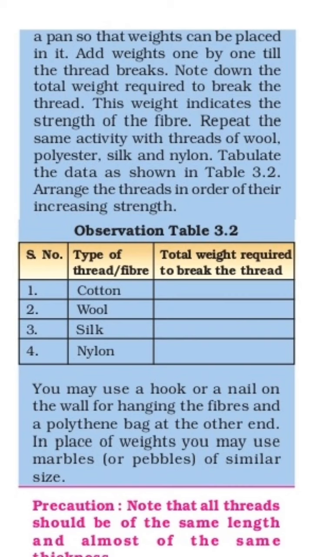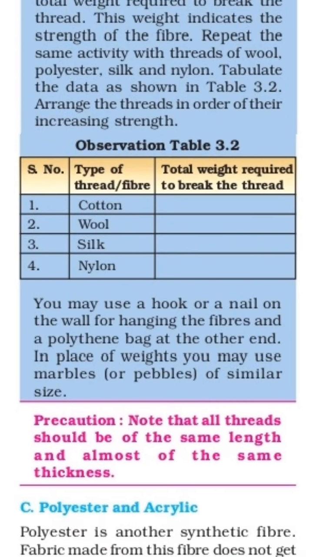You may use a hook or nail on the wall for hanging the fibers. We can also perform this activity at home. Not many instruments are required for this. Instead of an iron stand, we can use a hook or nail on the wall for hanging the fibers, and a polythene bag at the other end. In place of weights, we can use marbles or pebbles of similar size.